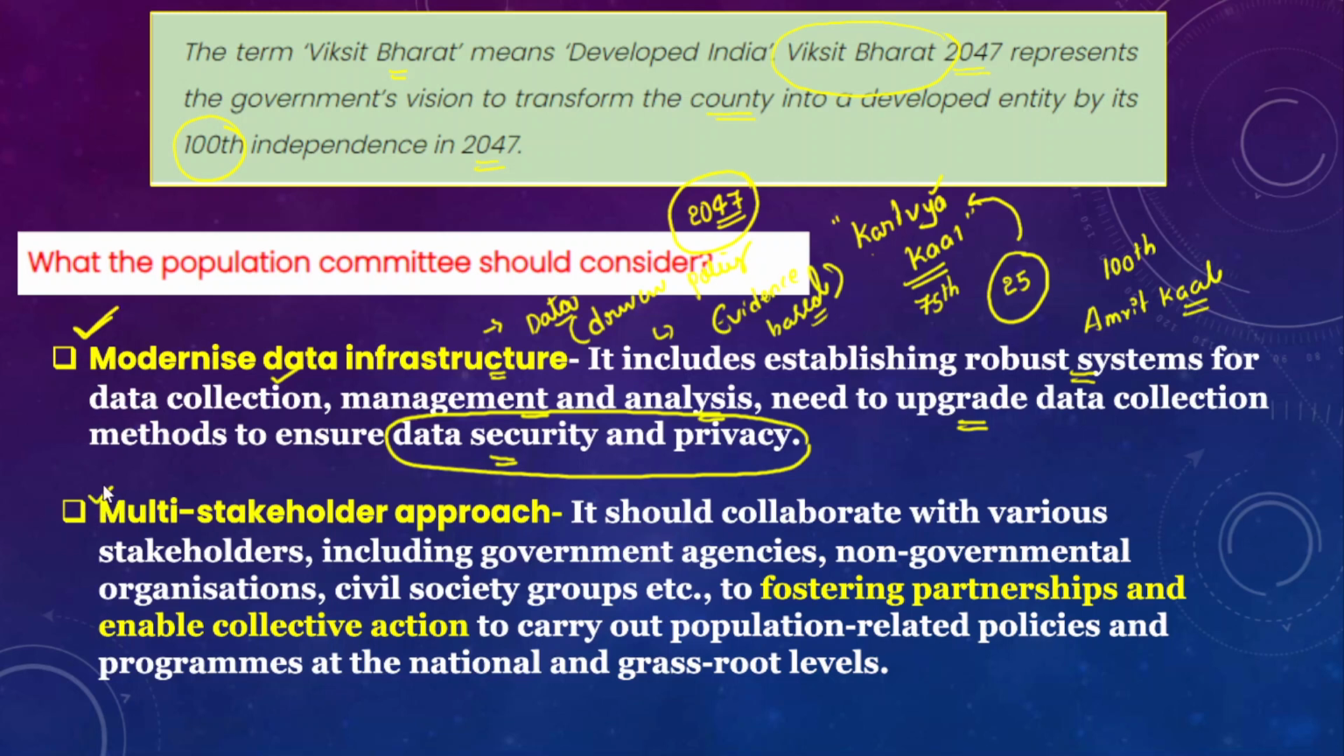After that, this population committee would also take into account different stakeholders. This is also called the multi-stakeholder approach, because it collaborates with various other stakeholders, for example the government agencies, non-governmental organizations, civil society groups. It helps in fostering partnerships, collaboration, and enables collective action to carry out population related policies and programs at the national as well as the grassroots level. So grassroots level, panchayat, municipal levels, and even at the national level. So this is the second most important consideration of this population growth committee.